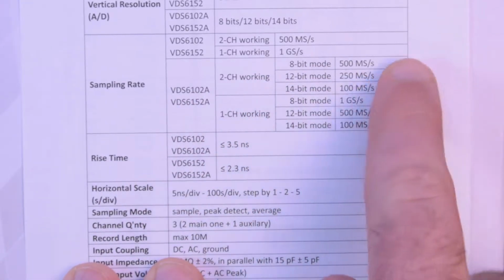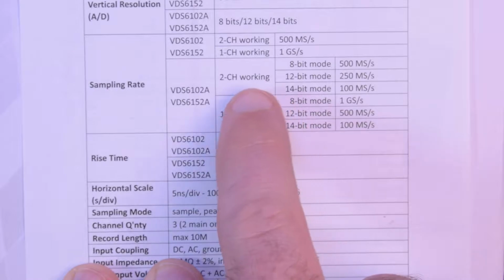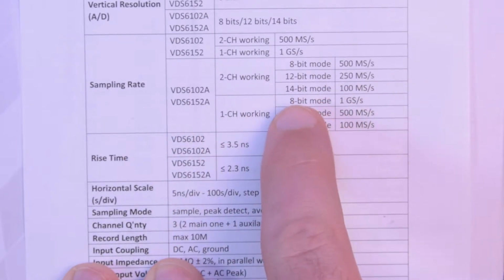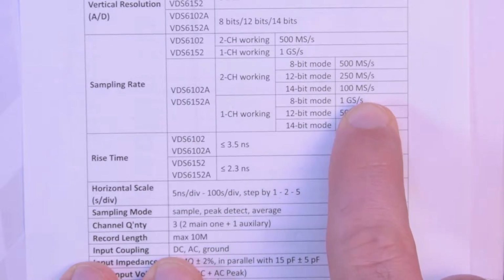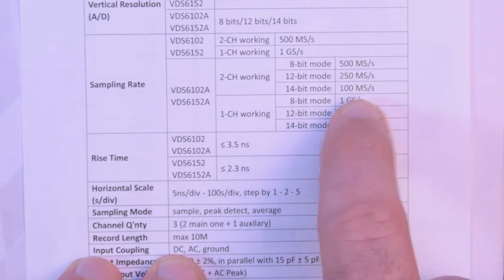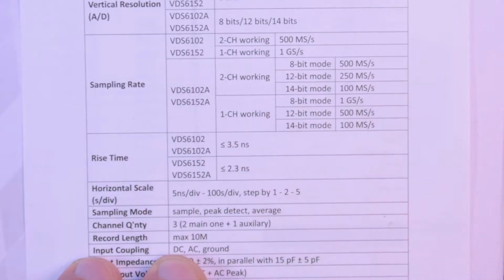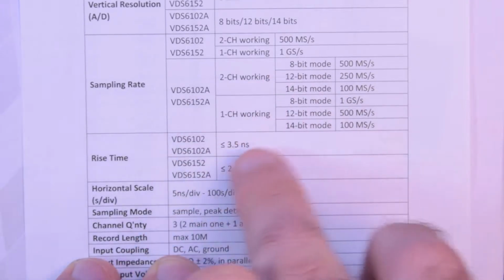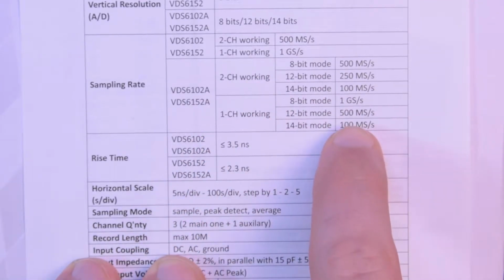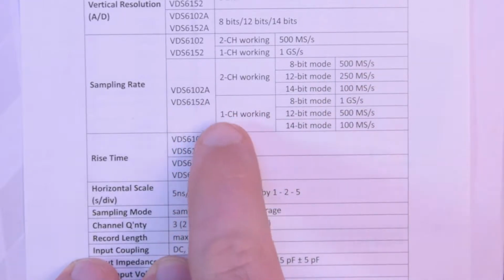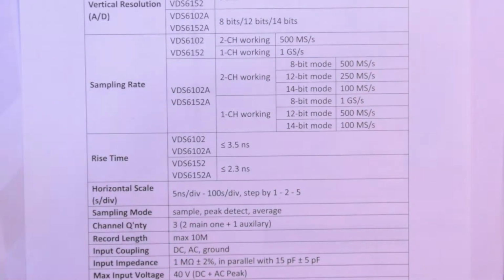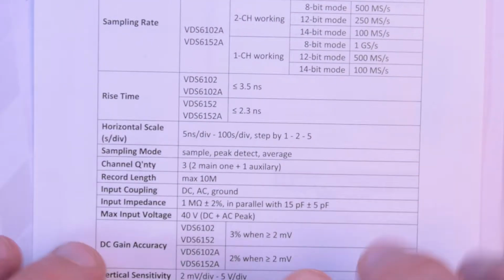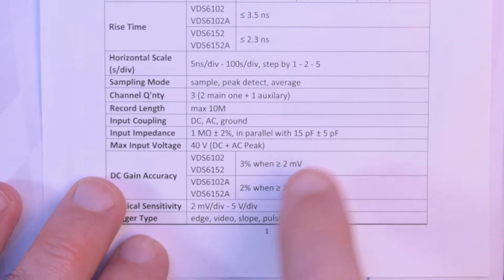Sampling rate. I guess this is why, because you have different sampling rates here. So in 14-bit mode, 100 meg samples per second, which is not that great for fast-moving signals. 12-bit mode, 250 meg samples per second, and 500 in 8-bit mode. And in one single channel, you go pretty much double that, except for 14-bit mode. 14-bit mode stays the same. Interesting. We're just at the limits of the analog-digital converter, I guess. Rise time and all of this stuff, which you can pause to take a look.